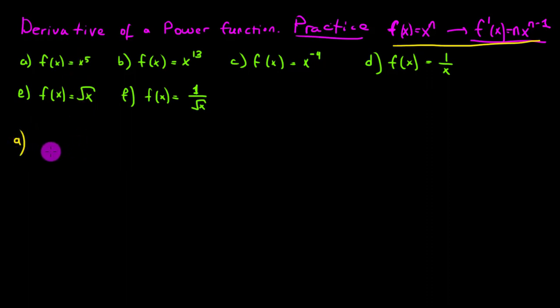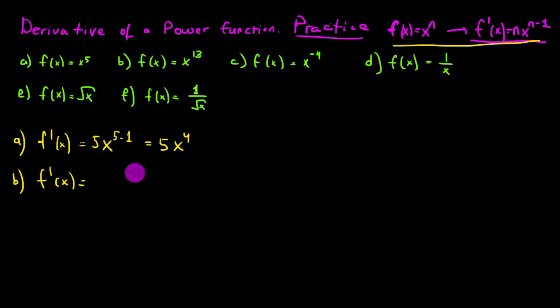So you have x to the power of 5, so the derivative f prime of x would be 5 minus 1, so it will be 5x to the power of 4. B, f prime x would be equal to 13 minus 1, it will be 13x to the power of 12. Okay, C, so this one is a bit tricky.